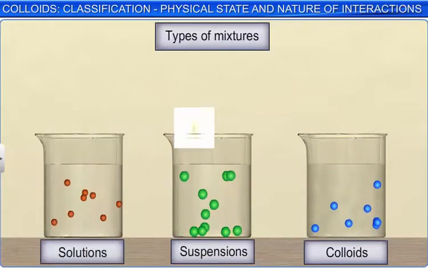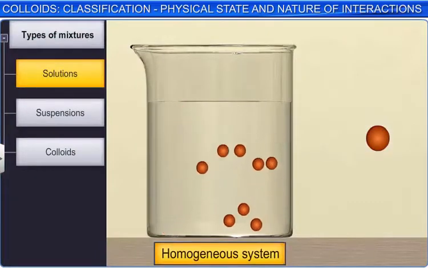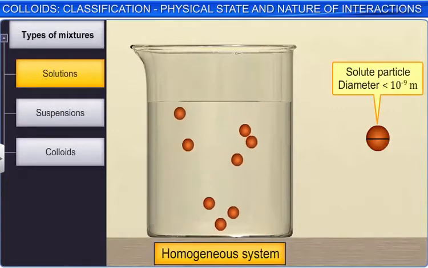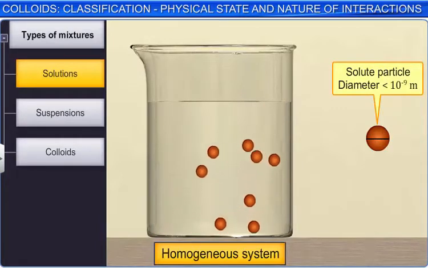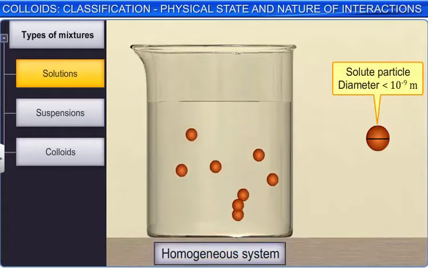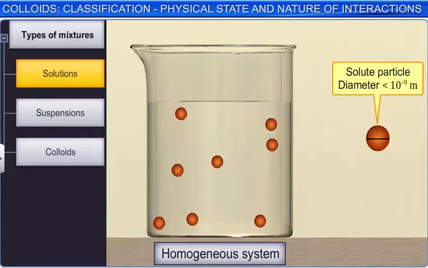You already know that solutions are homogeneous systems in which the diameter of the solute is less than 10 to the power minus 9 meters. These particles are not visible to the naked eye. Common salt in water is an example of a true solution.